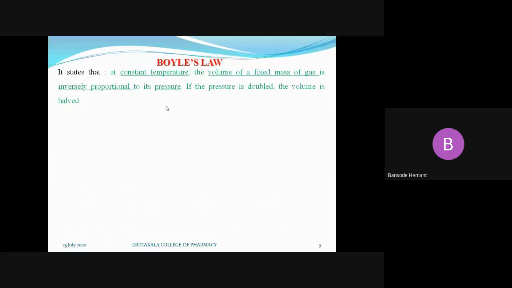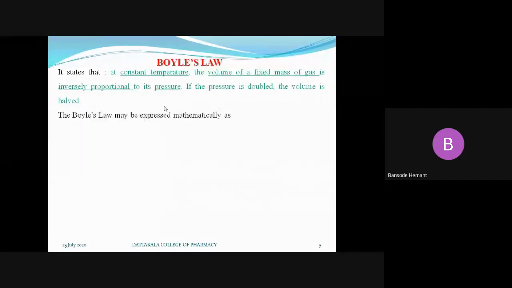So at a constant temperature, the volume of a fixed mass of gas is inversely proportional to the pressure. Simply, pressure increased, the volume decreased. Pressure decreased, the volume increased. If the pressure is doubled, the volume will be half. Simply, that is the statement of Boyle's law.